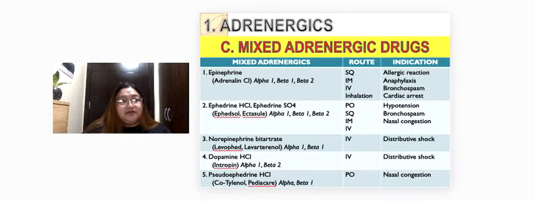Okay, the mixed, so pag sinabing mixed, may alpha at may beta. Okay, so si epinephrine, sub-Q, IM, IV, inhalation. Pwede rin siyang i-drip, pwede siyang i-push. Ang epinephrine pwede rin ilagay directly into the endotracheal tube to reach the lungs. Okay? It's given as a subcutaneous route also. If you give subcutaneous route, you have to inject it and rotate the injection sites.